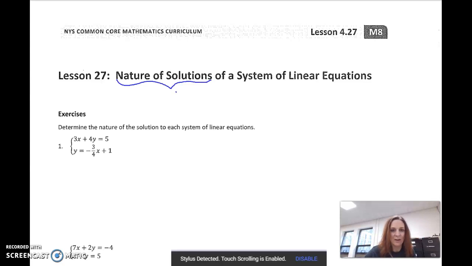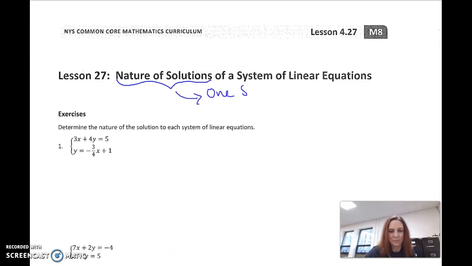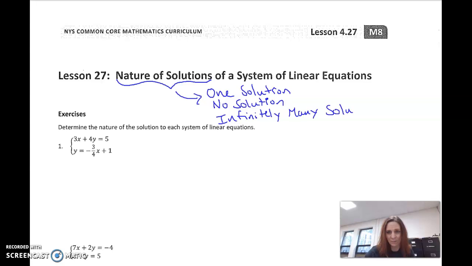Okay, so we have one solution, we have no solution, or we have infinitely many. That's going to be our three options, okay? And the way we're going to see that is by putting them in slope-intercept form, because again, it's all going to base on that slope, and then we go to the y-intercept.